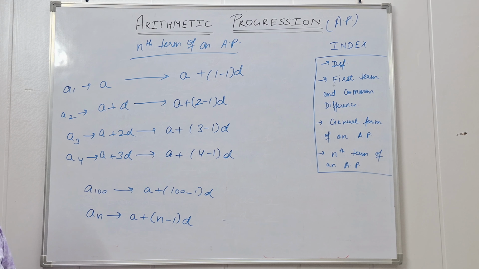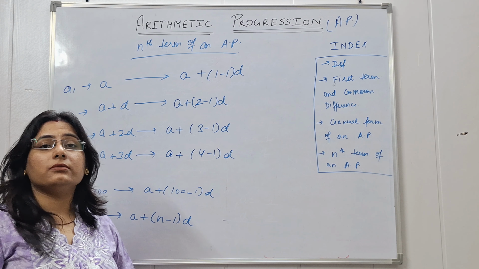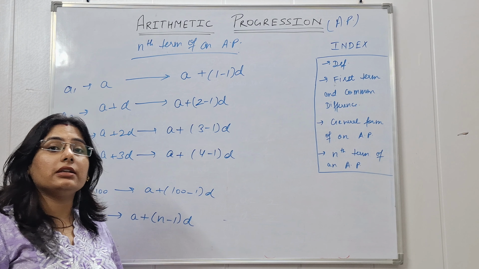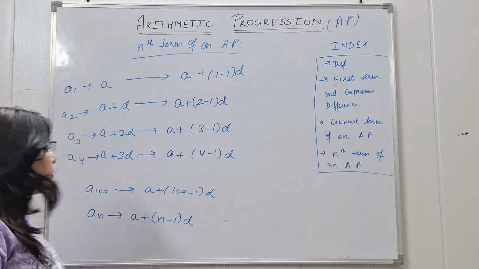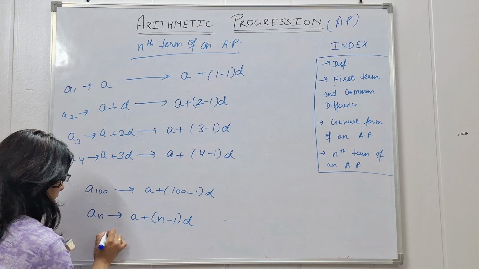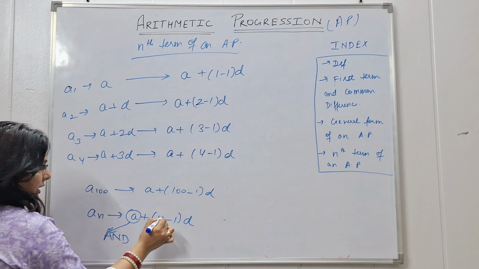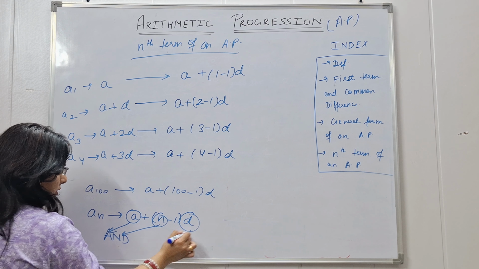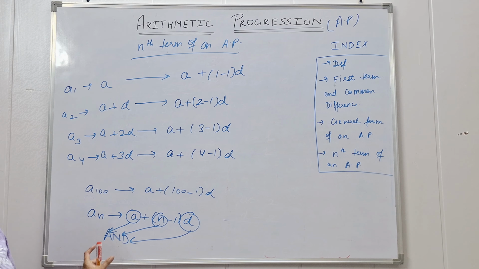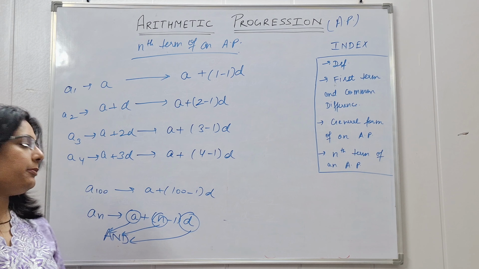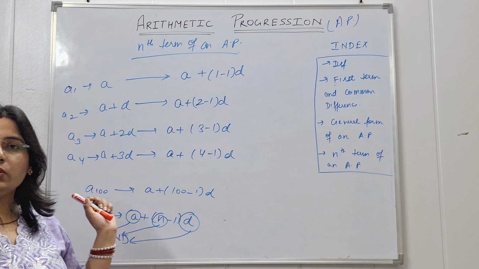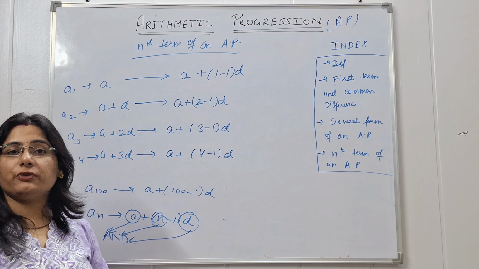Clear? अब स्टूडेंट्स को याद करने में मुश्किल आएगी कि कैसे लर्न करें, मिस्टेक होने के चांसेस हैं, तो उसका क्या है हमारे पास शॉर्टकट: a and d. So this is the short trick to learn this nth term of an AP, that is a plus (n minus 1) into d. So this is the nth term of an AP.